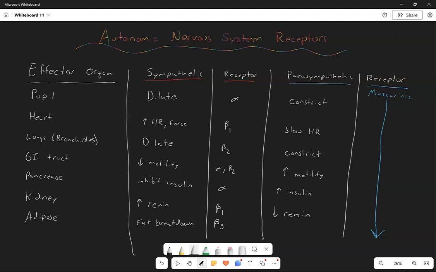So we have all of the innervation by the different organs, and these are the main ones. But other organs can be innervated by the autonomic nervous system as well. The hard part is remembering the receptor type, but remembering the actual function of the sympathetic and parasympathetic division at the different target tissues or organs shouldn't be difficult.